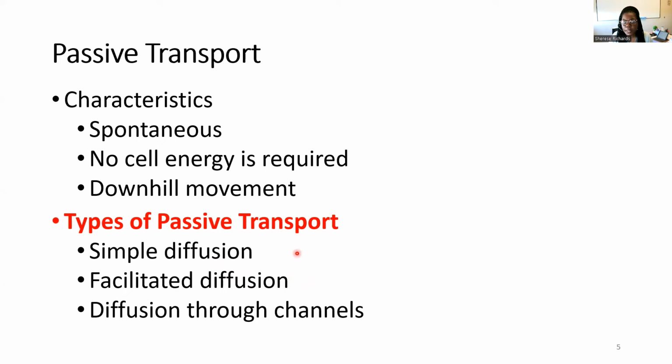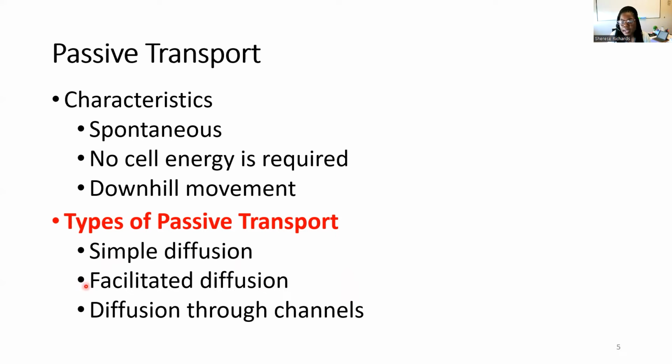And simple diffusion simply means that a particle is moving right through the membrane. There's no transporter, there's no carrier, there's no channel, there's no additional help. There are certain features of the particle which are favorable, one of them being that it is nonpolar, right? We talked about the fact that in order for particles to get through the lipid bilayer, they have to be nonpolar. That and other properties make some particles able to go right through the membrane without any additional help, and we describe that type of movement as simple diffusion.